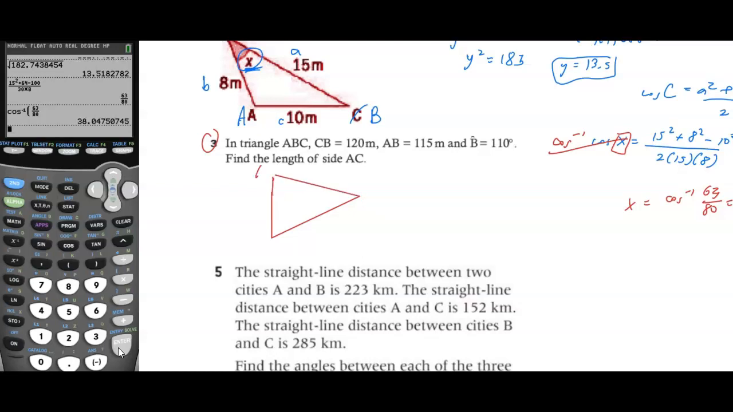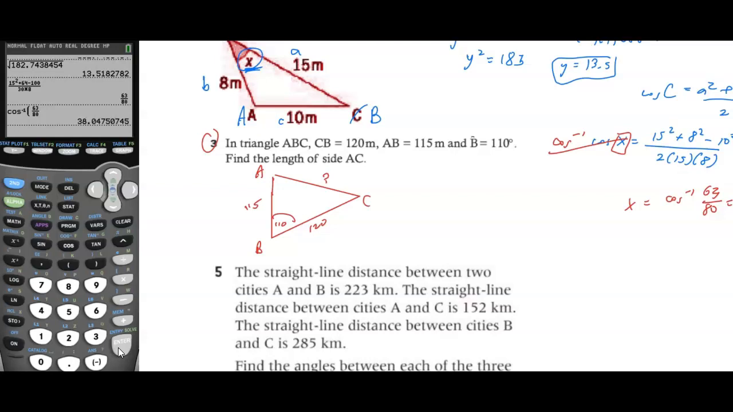Okay, A, B, C. CB is 120. AB is 115. Angle B is 110. Find the length of side AC. So we won't call it anything for now. We'll just put a question mark. Now, I'm going to mark everything in blue so that we can use the right formula.